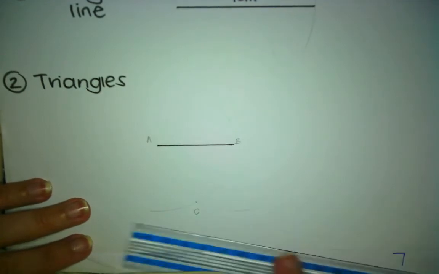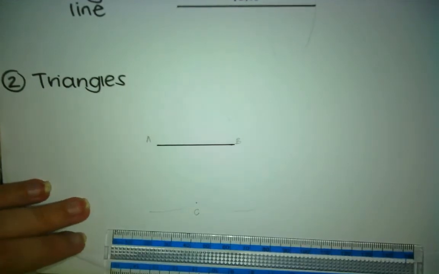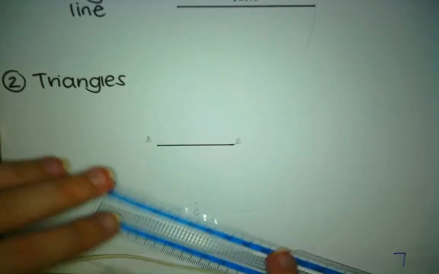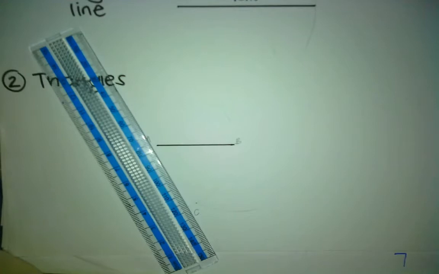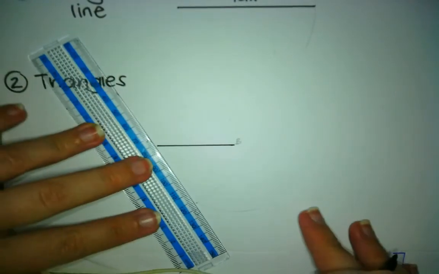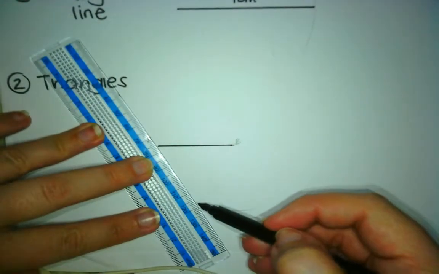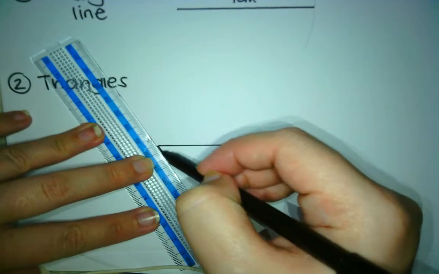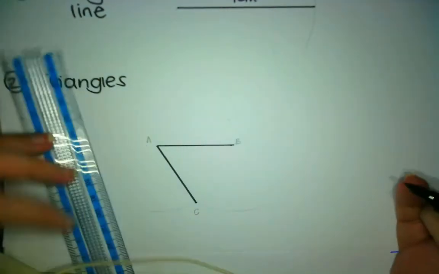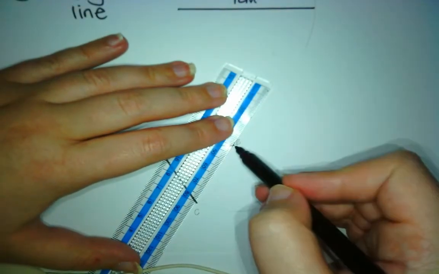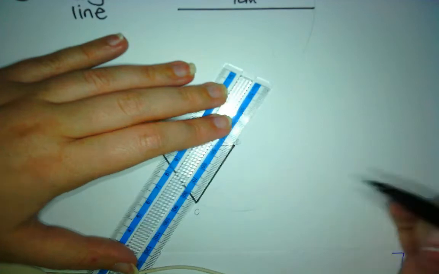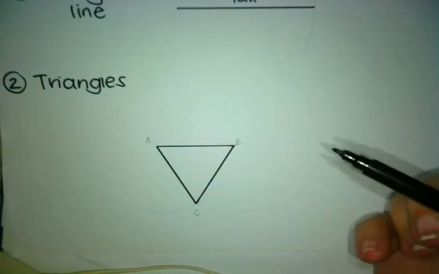So what we're going to do now is, instead of having to measure everything again, all we do is take the point of A, take our ruler, and match it to A and to the dot over there. And then we just draw a line. So there's one side of our triangle, and the other side of our triangle. So that's now an equilateral triangle.